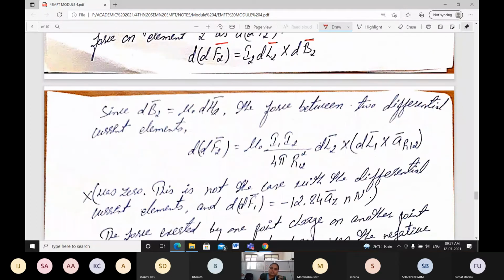mu naught dH2, the force between the two differential current elements is given by d of dF2 equals mu naught I1 I2 divided by 4 pi R12 square, dL2 cross (dL1 cross aR12). This is the equation you will be getting.